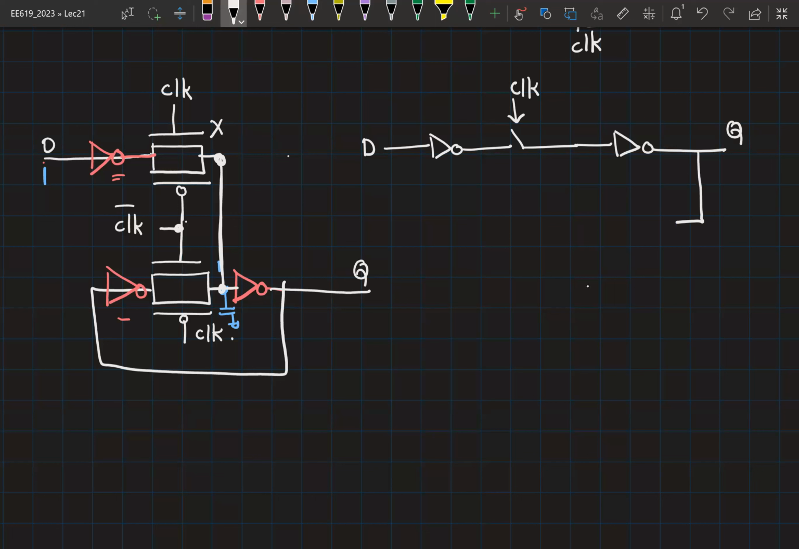The output is tapped, goes to the input of another inverter. Then you have another switch, which turns on at clock bar. And then this is shorted. Have you seen the circuit before? So this is a latch with an inverter included in this.